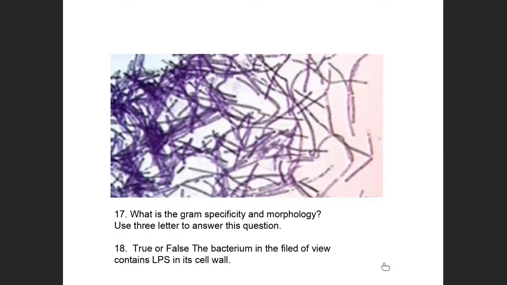True or false: the bacterium in the field of view contains an LPS layer in its cell wall. That is false. It's gram-positive, therefore it only has a peptidoglycan layer.